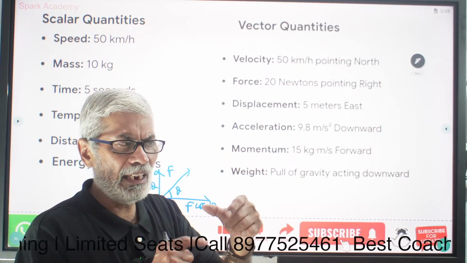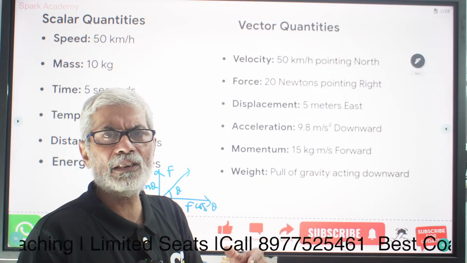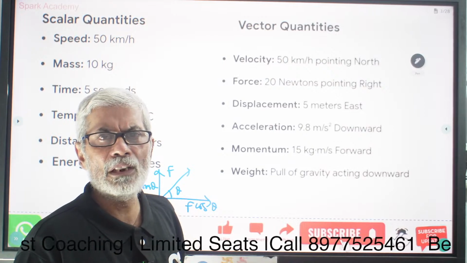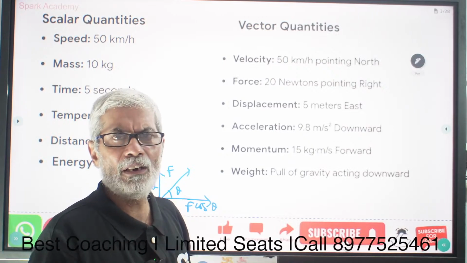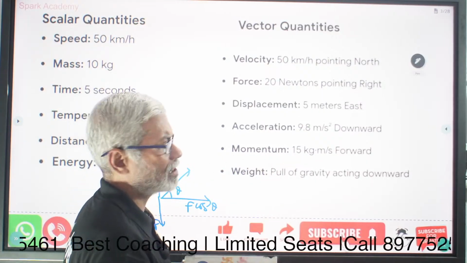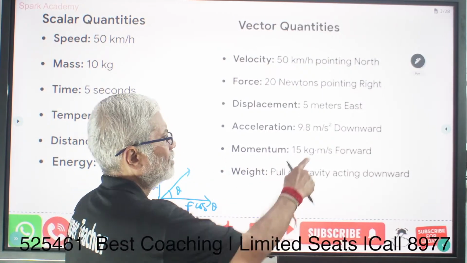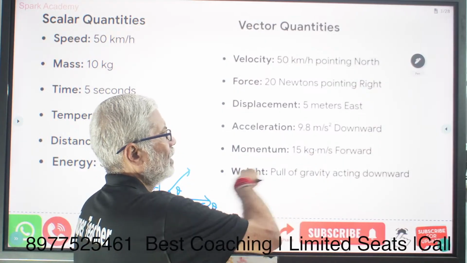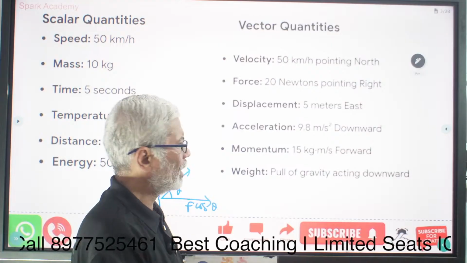So you have to very carefully see what is the direction of that motion. Accordingly, you have to resolve the component of that vector. Momentum is nothing but mass into velocity. Velocity is meters per second, again it's a vector. Then moving in the forward direction, direction is involved.